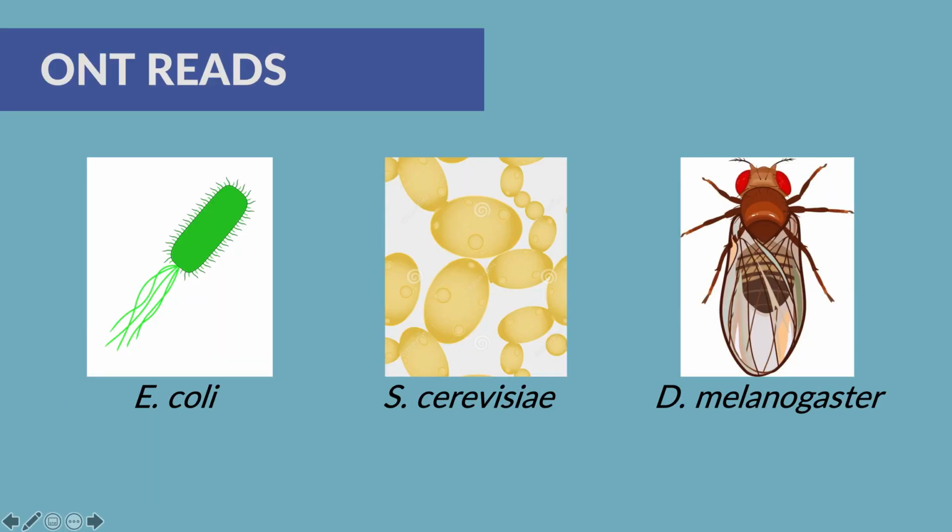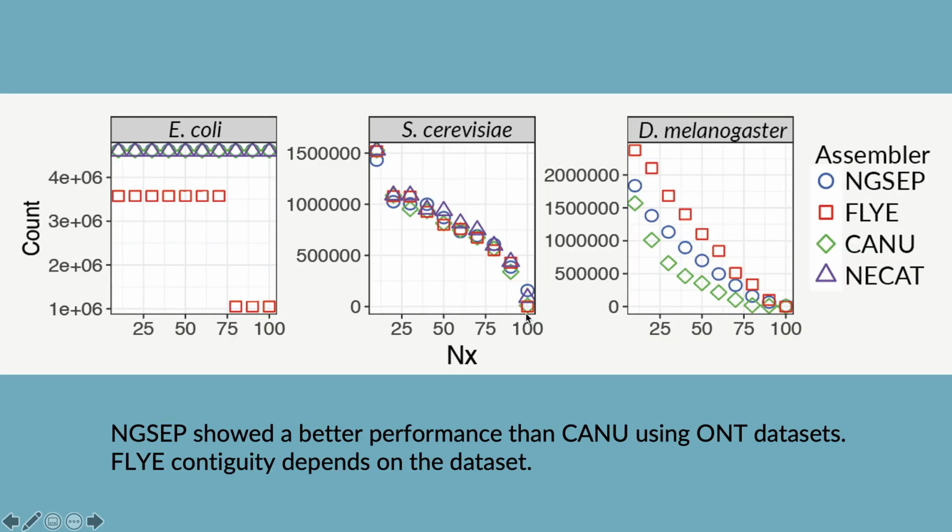We also ran our implementation with Nanopore data taken from Escherichia coli, Saccharomyces cerevisiae, and Drosophila melanogaster, and we compare our assemblies with those from Canu, Flye, and NECAT. In our case, we ran NGSEP using reads corrected with the NECAT implementation.